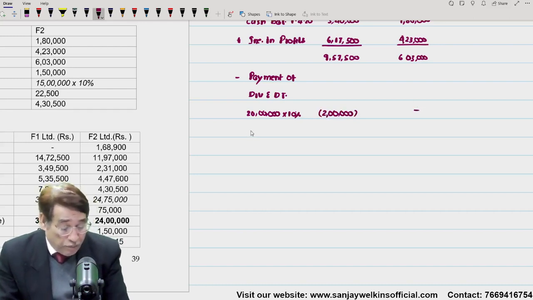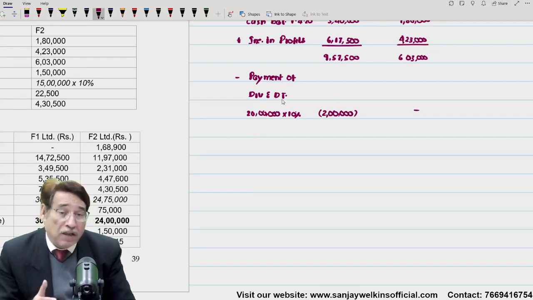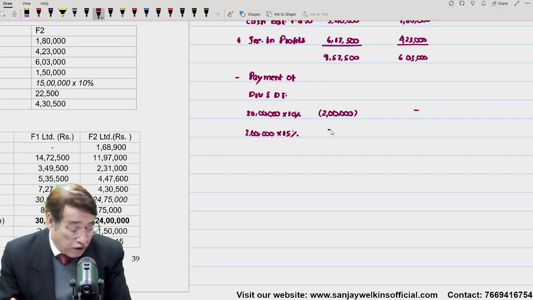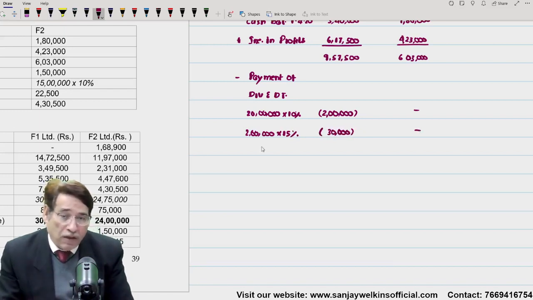correct? And they have also paid dividend tax. Dividend tax is paid on the amount of dividend. So amount of dividend happens to be 2 lakh. So 2 lakh into 15%, they must have paid a dividend tax of rupees 30,000. So as far as F1 Limited is concerned, it must have paid a dividend of 2 lakh and dividend tax of 30,000.